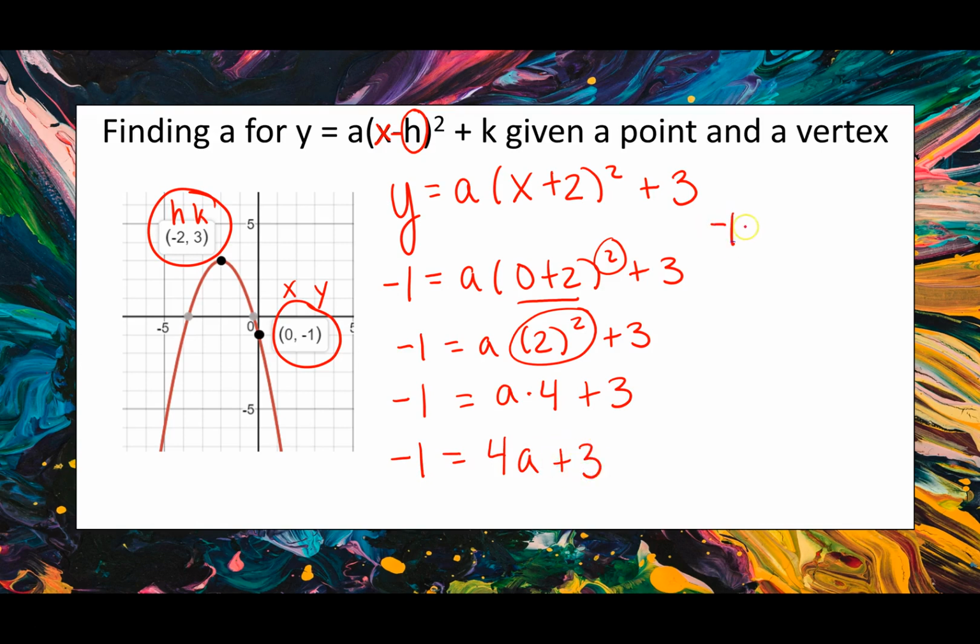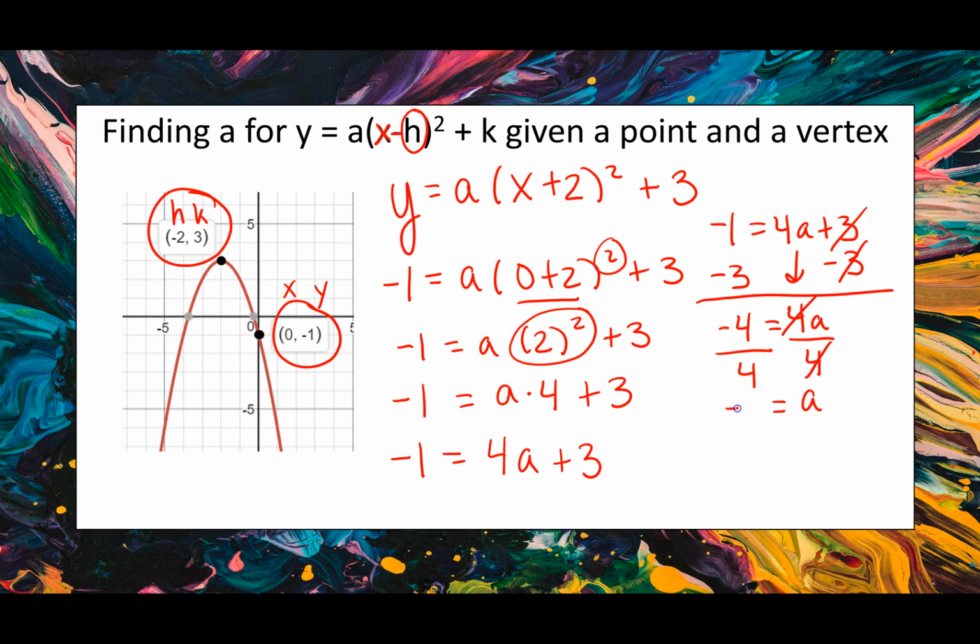Rewriting this for space. Subtracting 3 from both sides, I drop down my 4a, and I get 4a equals negative 4. Divide by my coefficient, which is 4, and I get a equals negative 1.